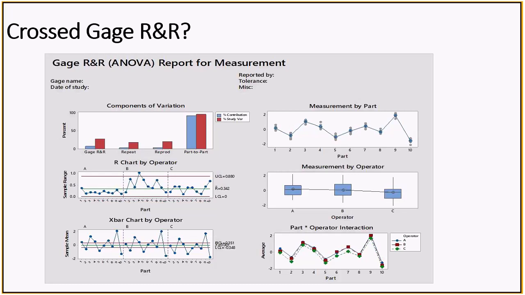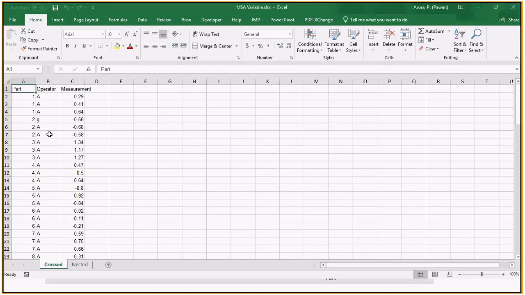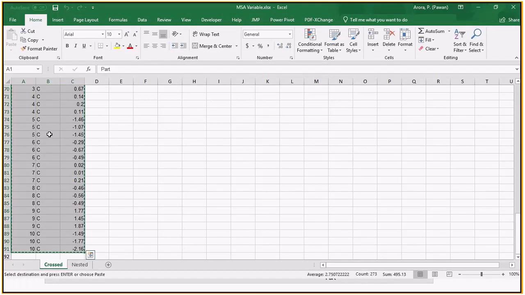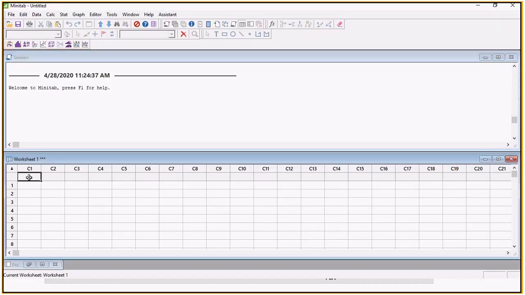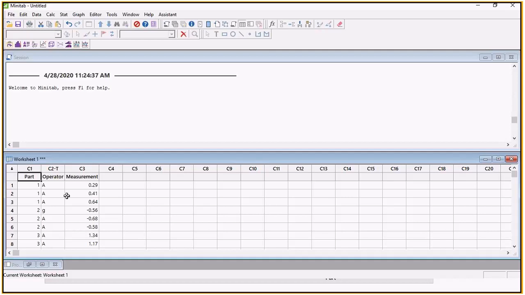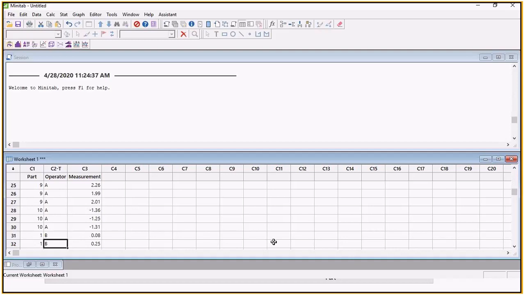So firstly, I will share with you an example. This is an example which I already used for crossed gauge R&R. I just copied the data and pasted it in Minitab, right? Now if you see, you have part number 1 checked by operator A, part number 2 checked by operator A again, part number 3 checked by operator A. If you go to operator B, he is also checking part number 1, 2, 3 and so on. So in total we have 10 parts checked by operator A, B, and let me see, yeah, there is another operator C. Any other operator? Let me go down. No.